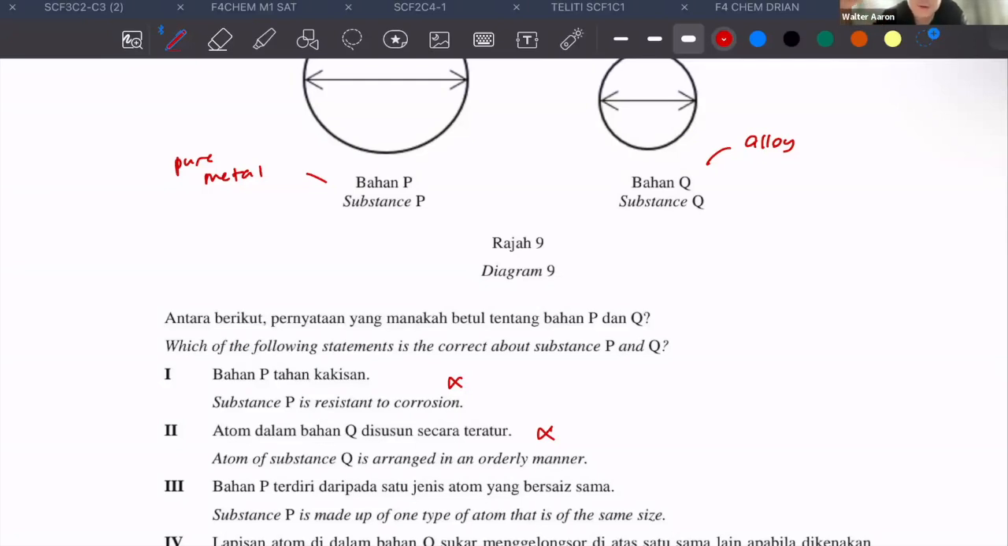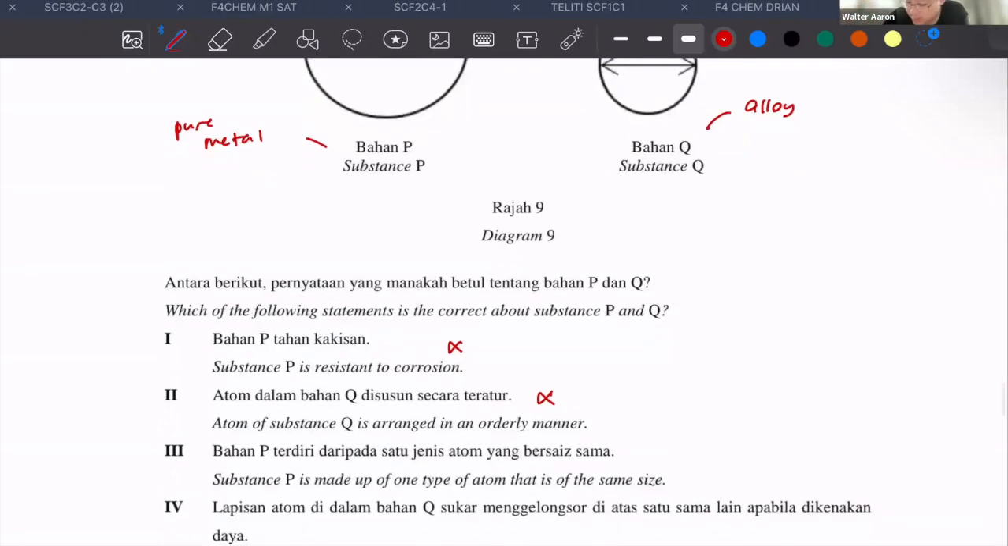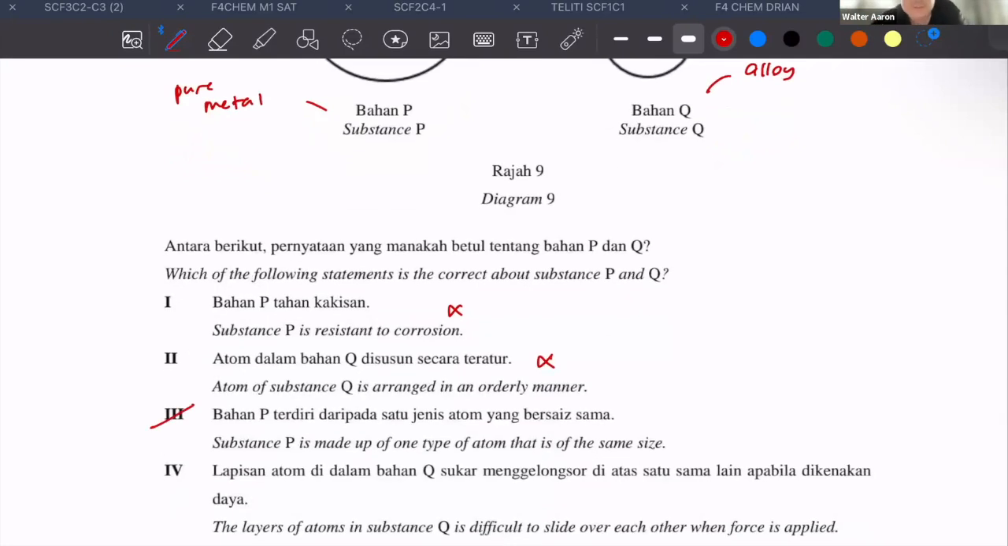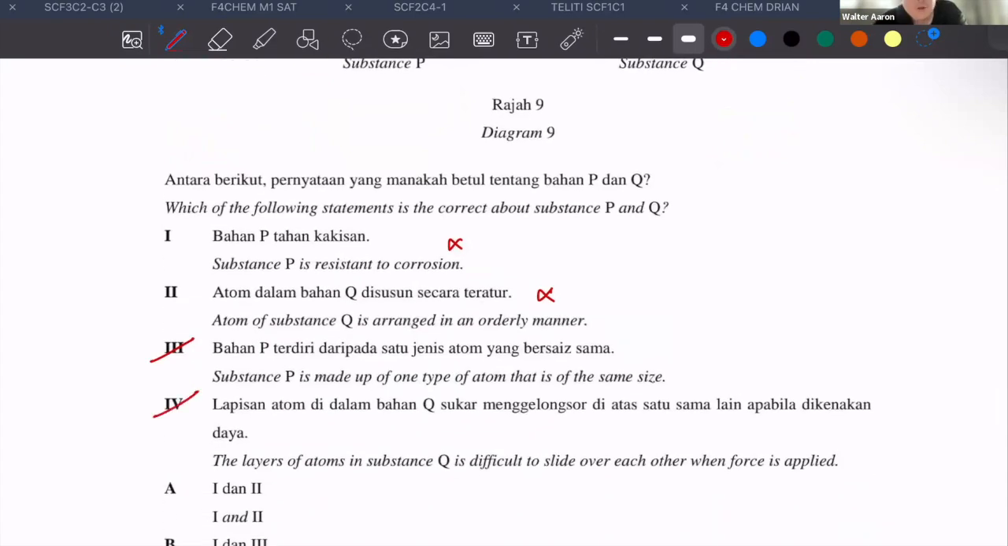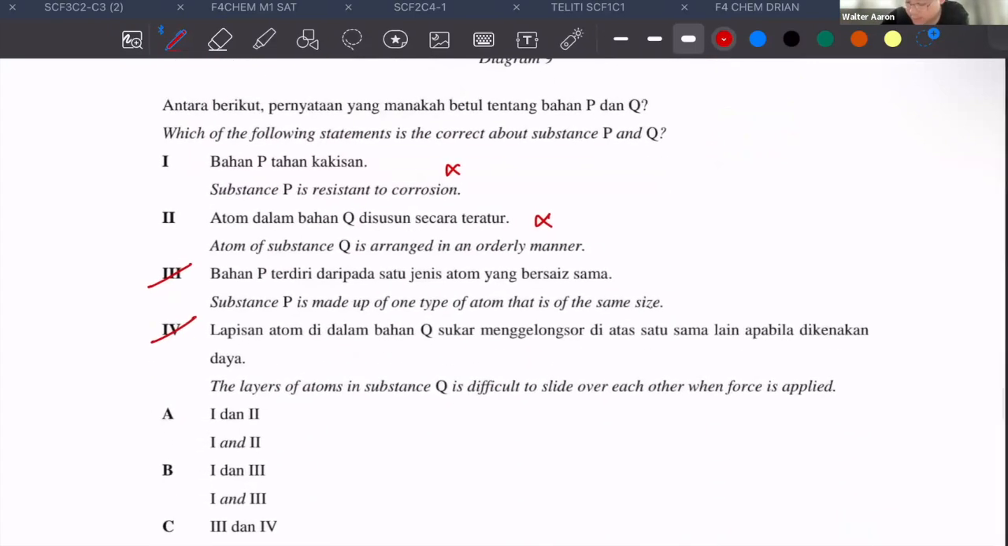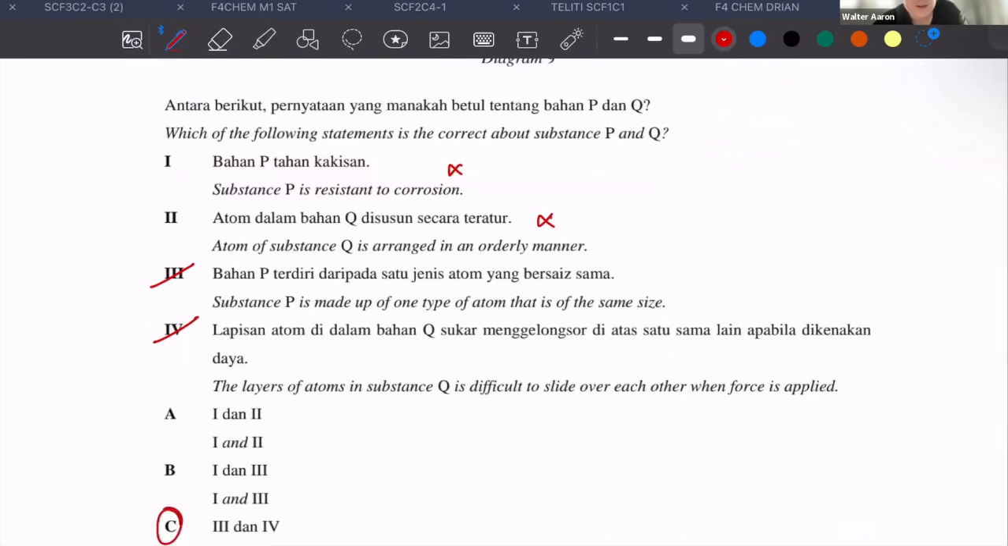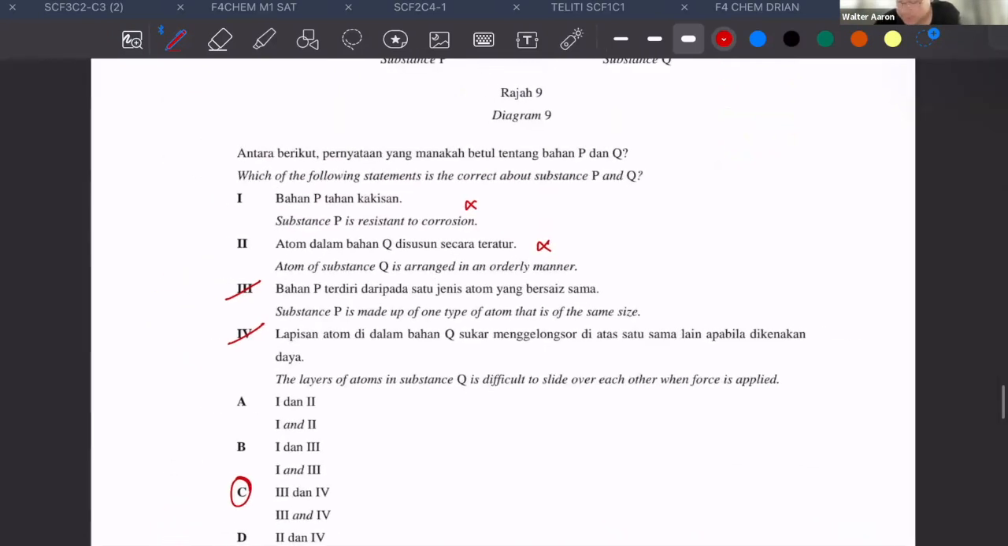P is made of one type of atom of the same size. This is correct. Pure metals have the same atoms. The layers of atoms in Q is difficult to slide over each other when force is applied. This is also true. Alloys have no regular arrangement, so that's technically correct. Therefore, the answer here will be number 3 and number 4. C.